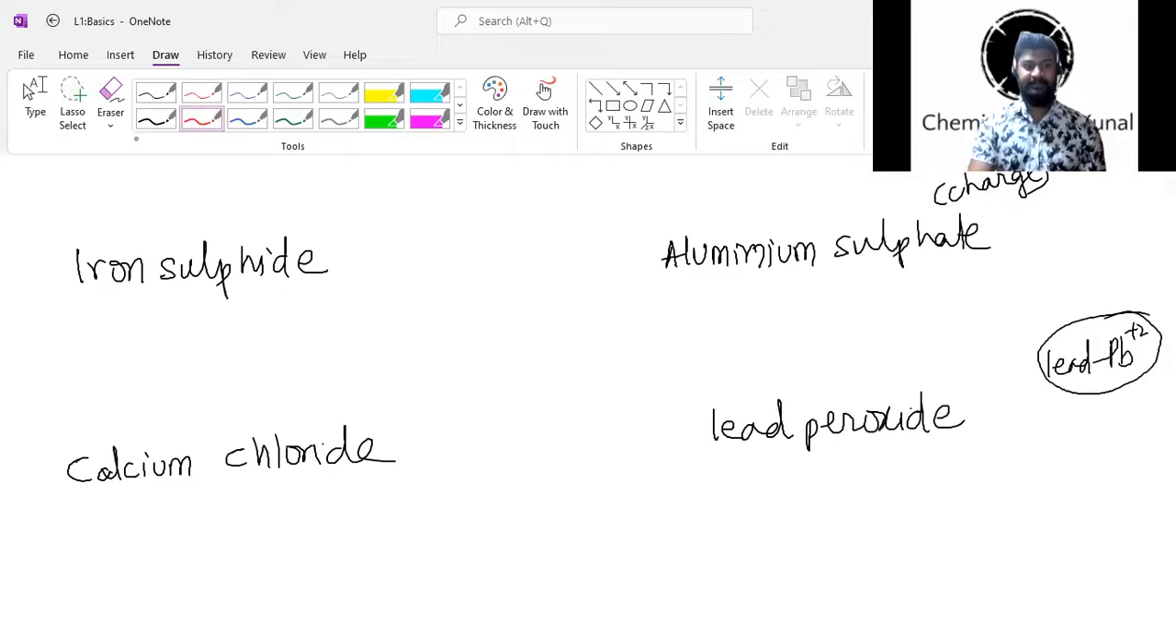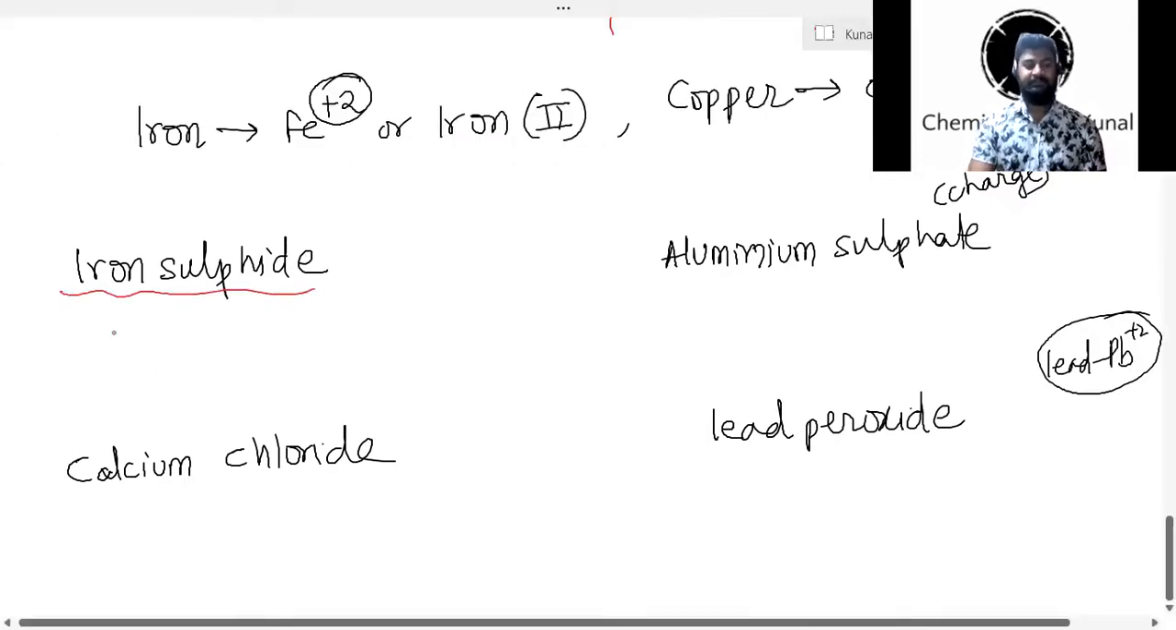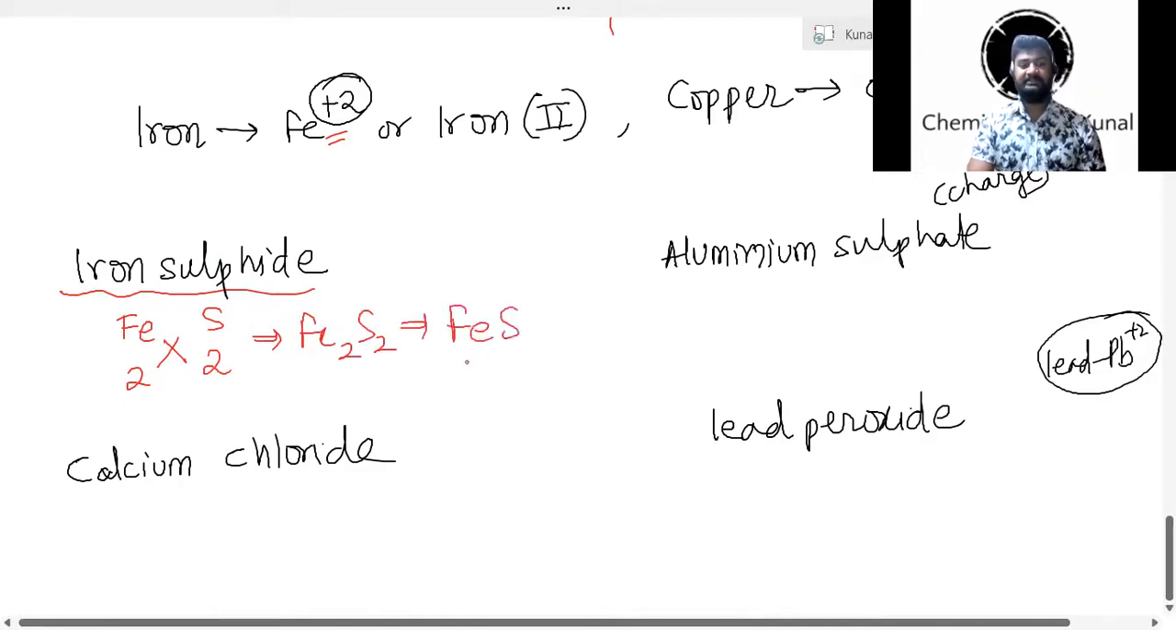So let's begin. Iron sulfide. What's iron? I just told you it's plus 2, right? So write Fe2, sulfide 2, cross multiply. What do we get? We get Fe2S2. Can I simplify it? Naturally, FeS. So that's the formula for iron sulfide. Did you get it correct? Yeah, good, nice. That's how we do it. Very good. Next one, aluminum sulfate.